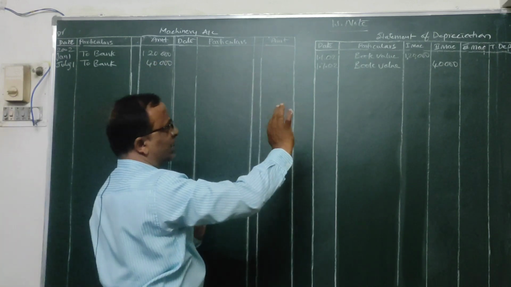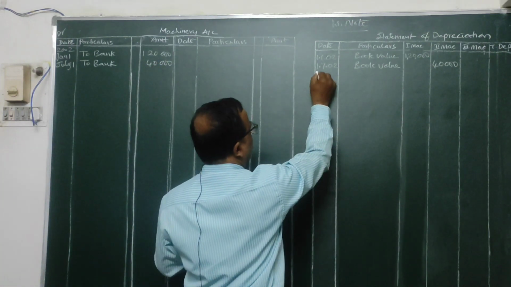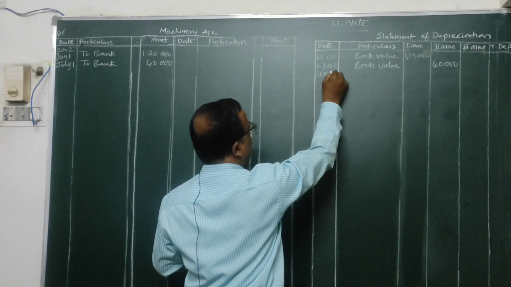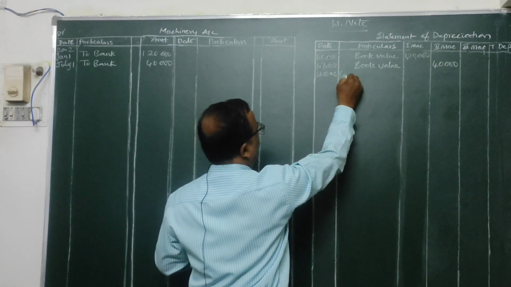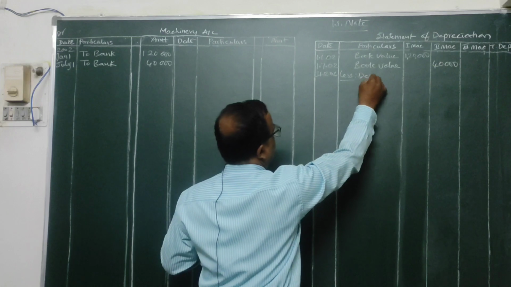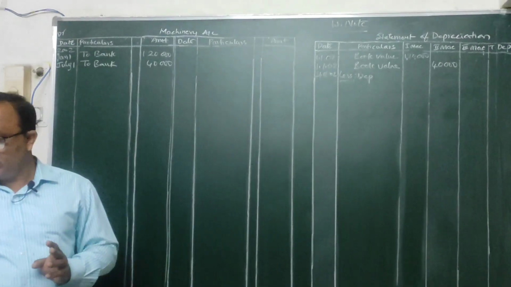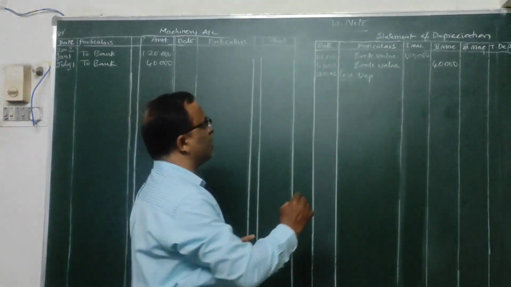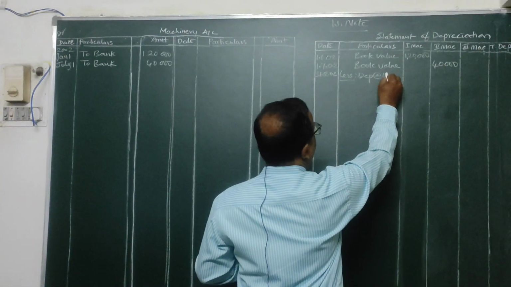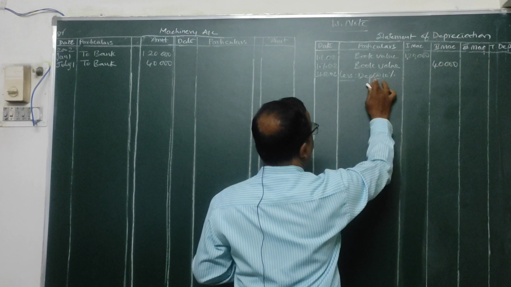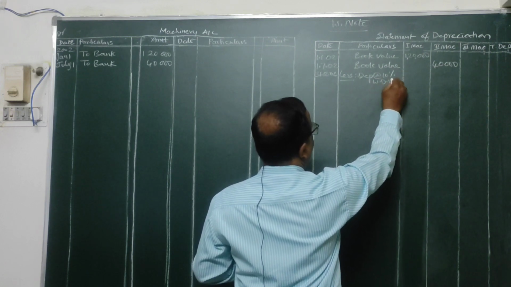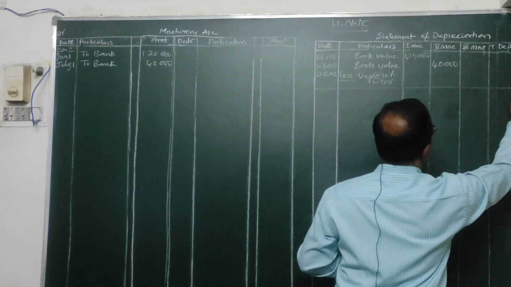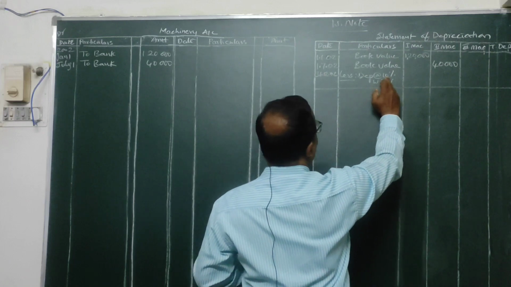And again in this year nothing else has happened. That is at the end of the year, on 31st December 2002, we are going to provide depreciation. Depreciation in this problem is provided at the rate of 10% per annum on written down value method, WDV.